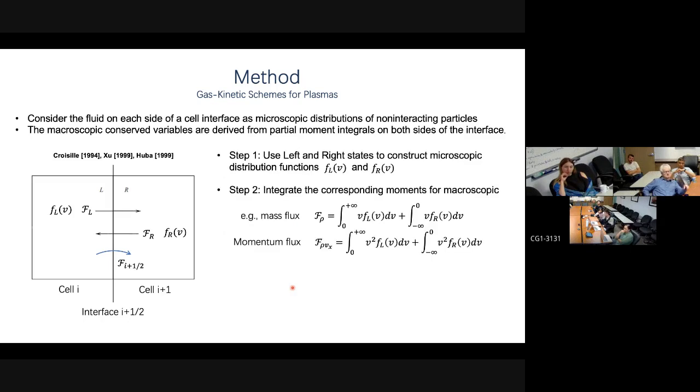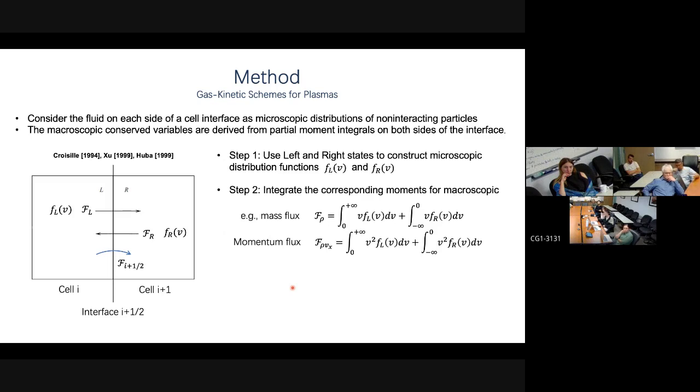So we use the mass equation as an example here. The right-hand side of the equation consists of two parts, which are the flux left and flux right in the figure. The flux left represents the particles going from the left to the right. So the particles are hitting the left interface, and we integrate the zeroth moment integral of the left state distribution function from 0 to infinity.